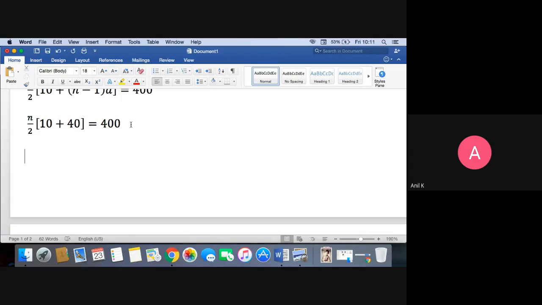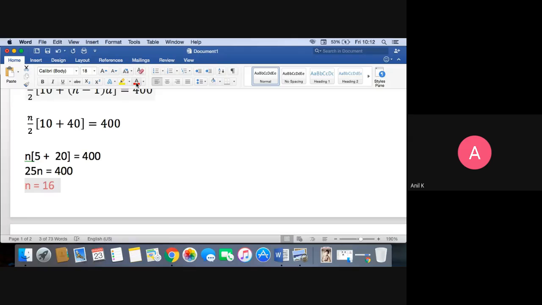So if I divide that way, you will get n into (n by 2 is 5) plus (40 by 2 is 20), which is equal to 400. Then 20 plus 5 is 25, n equals 400. Then n equals 400 upon 25. I think it will come as 16. So we got n value as 16.